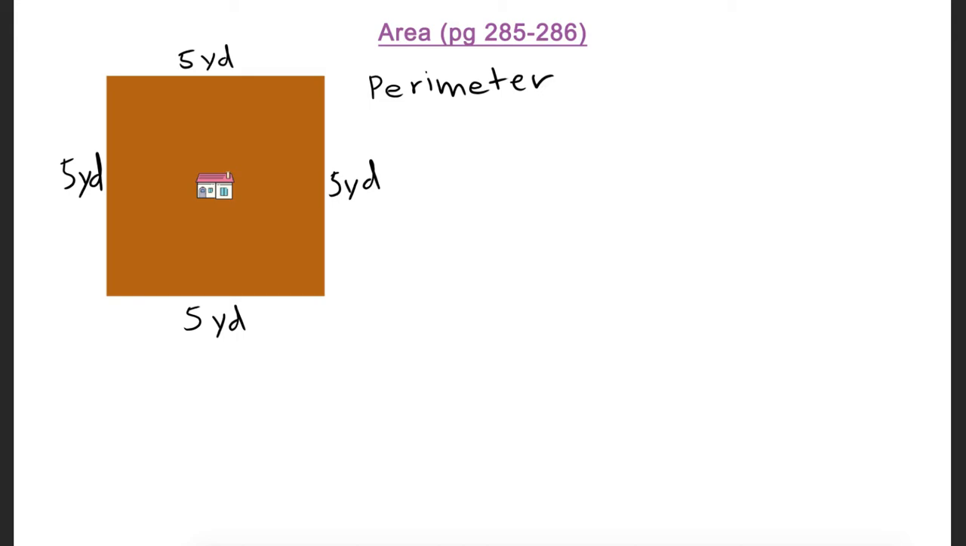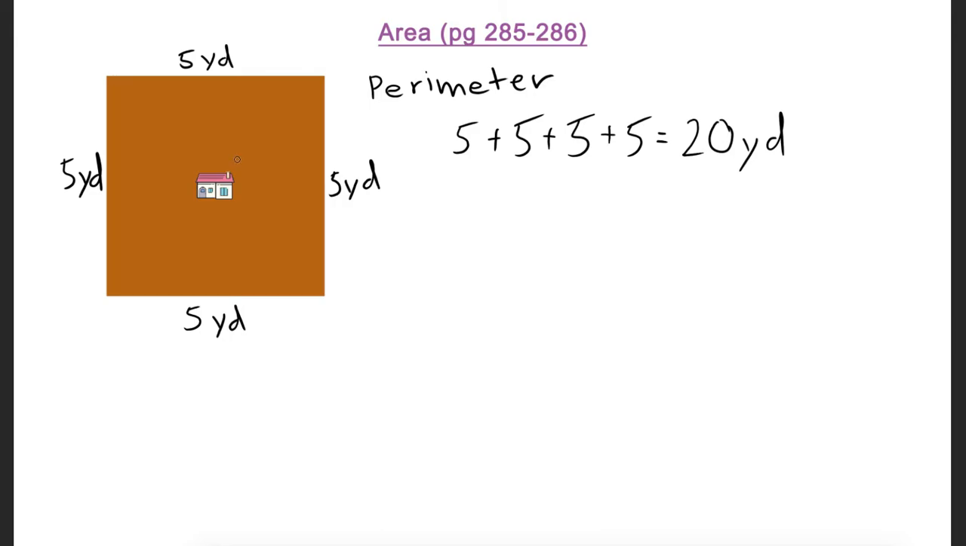So we learned that to find a perimeter of an object, all you have to do is just add up the lengths of all the sides. So in this case, it would be 5 plus 5 plus 5 plus 5. And another 5. All four sides is 5. So this will give me a 20-yard perimeter, okay?